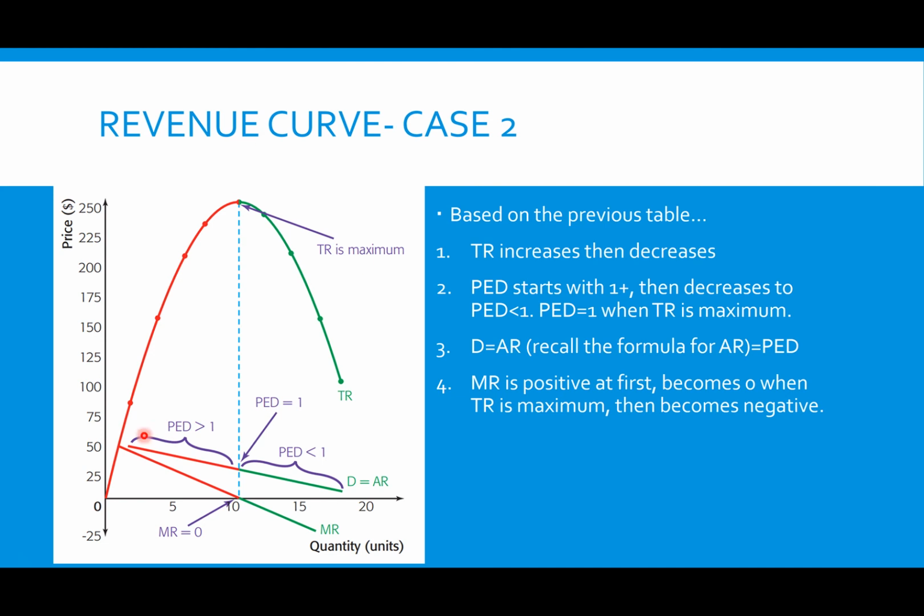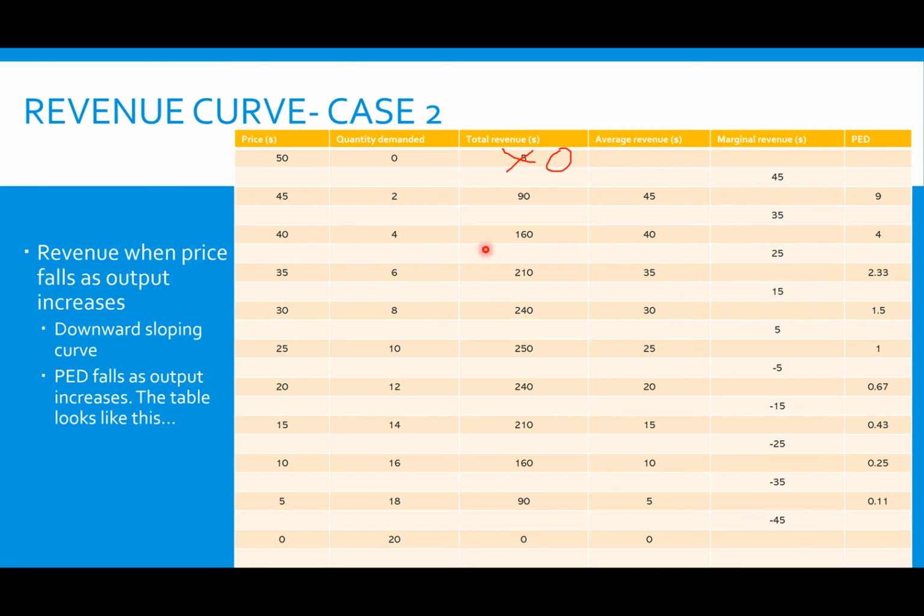This entire huge chunk looks very complicated, but it's actually not. So let me explain why it becomes like this. First, total revenue, back to the previous slide, started off increasing until this point where price is 25. And after price reaches 25, it decreased.